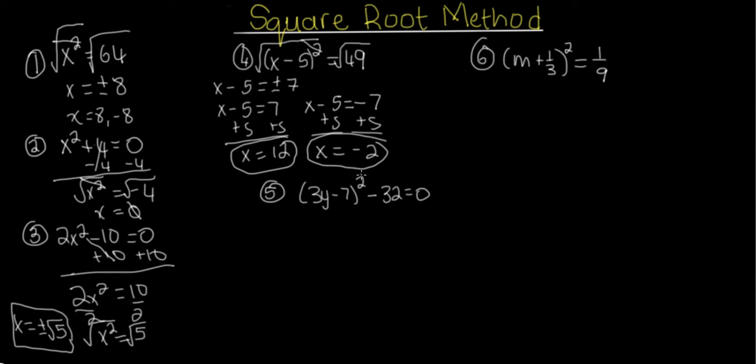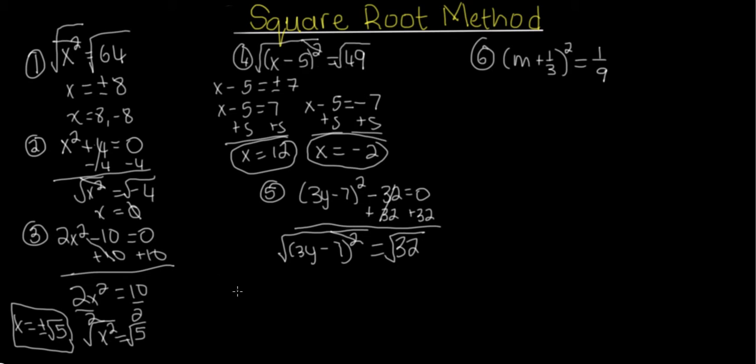Okay, number 5. So here's my squared. The negative 32 is not part of it, so it has to go to the other side. So add 32 to both sides. So I have 3y minus 7 squared equals 32. Now I'm ready to get my square root on this side, get my square root on that side.